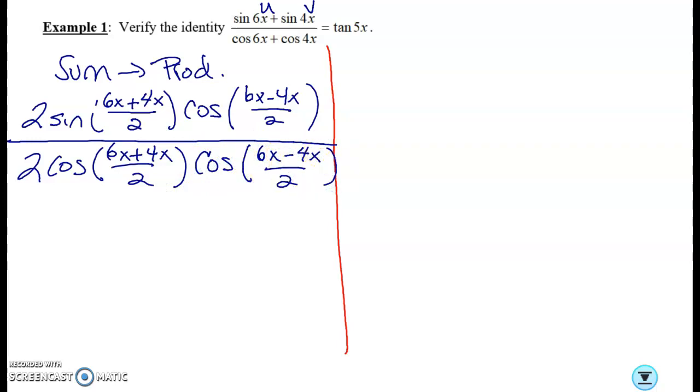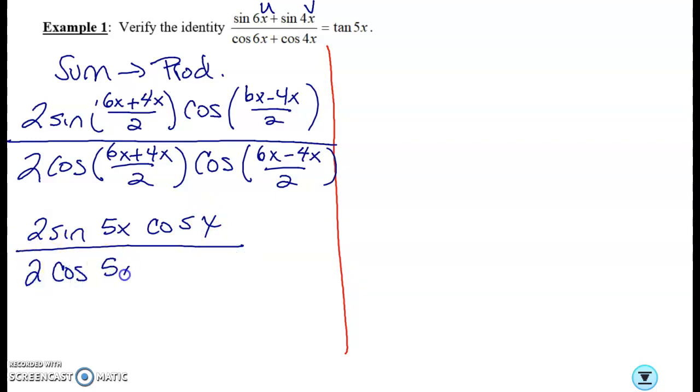Okay, obviously we can clean this up a bit. On top, if I add up our sum, we have 10x over 2, and so that would give us 2 sine of 5x, and this is going to be 6 minus 4, or 2x divided by 2, so this is going to be the cosine of x, divided by 2 cosine of 5x cosine of x.